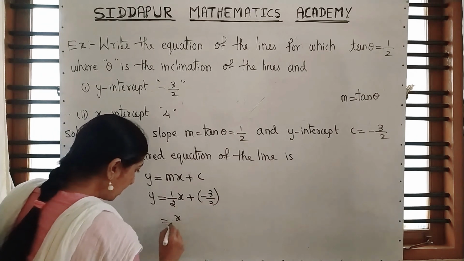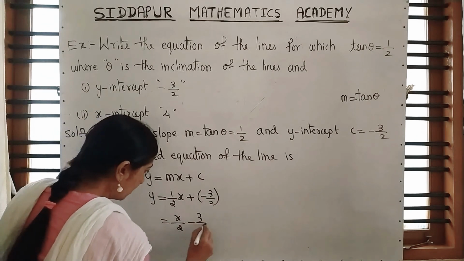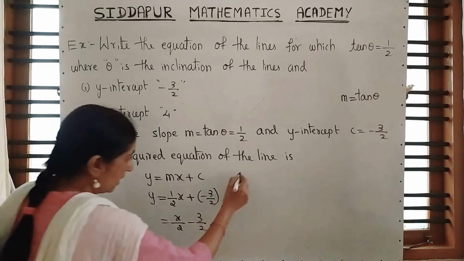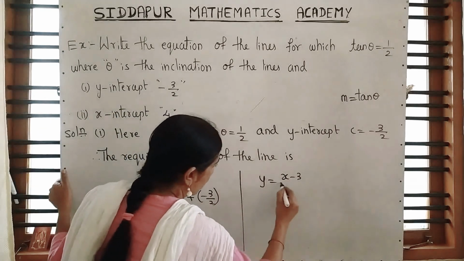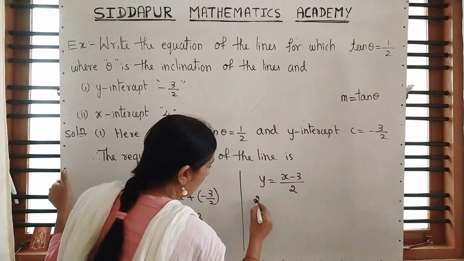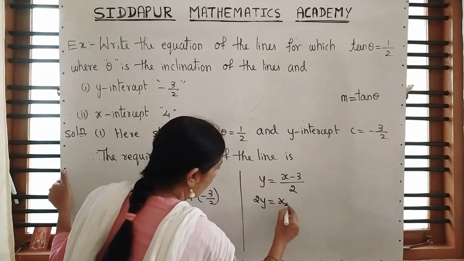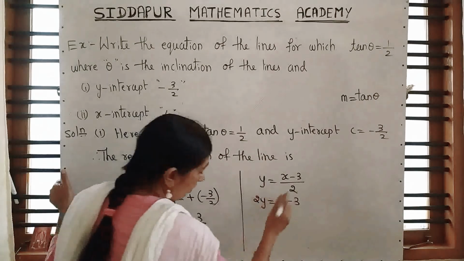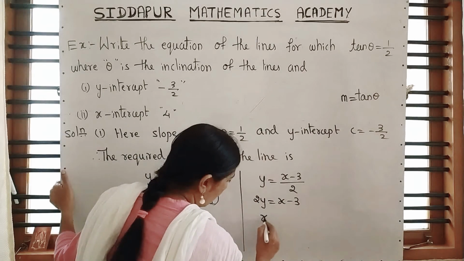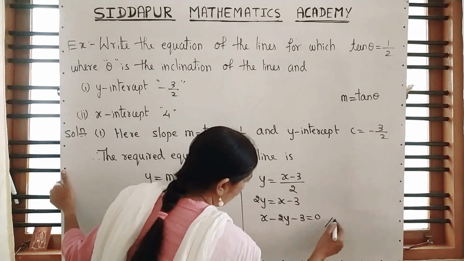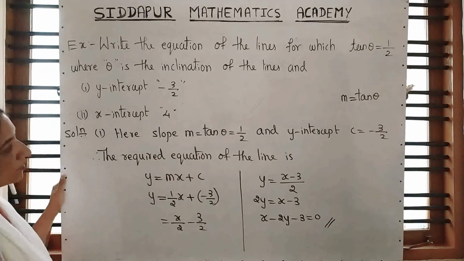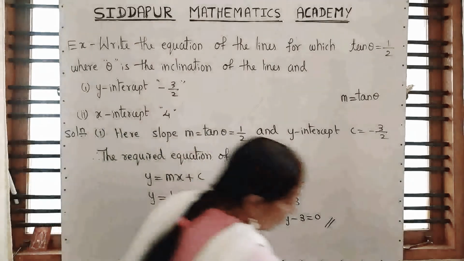That is x by 2 minus 3 by 2, plus into minus. Take the LCM. Y is equal to x minus 3 divided by 2. Cross multiply. 2y is equal to x minus 3, or if you want you can keep it as this, or x minus 2y minus 3 is equal to 0. This is the first one. Now moving to the second one.